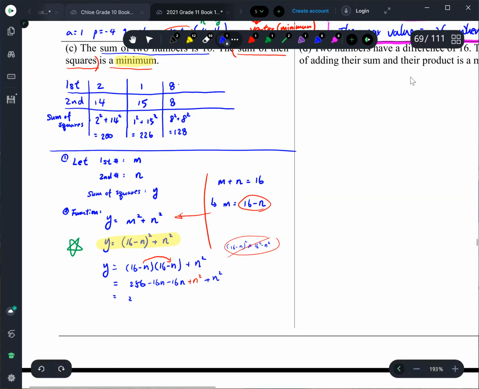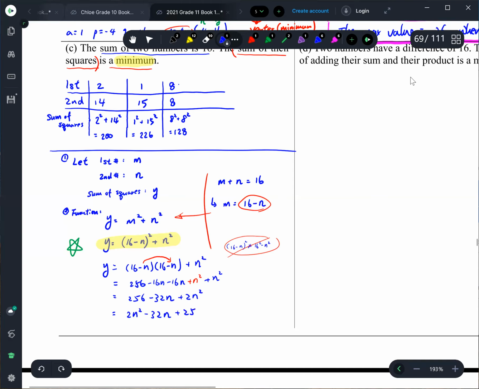256. Mm-hmm. 32n, plus or minus? Oh, minus. Minus 32n, and then plus 2n squared. Yeah, plus 2n squared, and then put it in order. Descending order: 2n squared, minus 32n, plus 256.